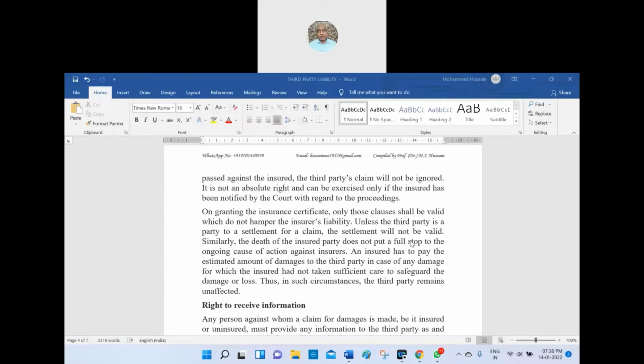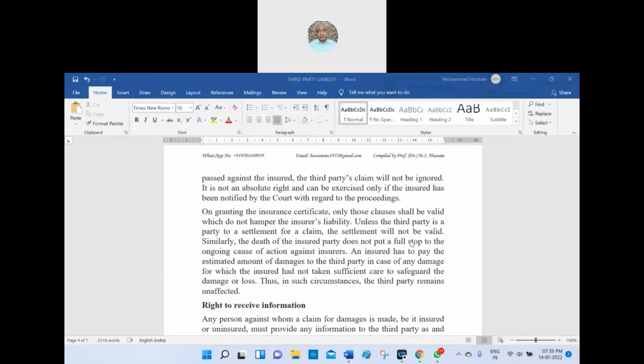So an insured has to pay the estimated amount of the damages to the third party in case of any damage for which the insured had not taken sufficient care to safeguard against the damage or loss. Thus, in such a circumstance, the third party remains unaffected. See, now the question comes, whose fault it would be. It doesn't make any difference. The victim should be paid the compensation by the insurance company. Later on, if they find there is a fault of the owner of the vehicle, then that can be reimbursed from him.